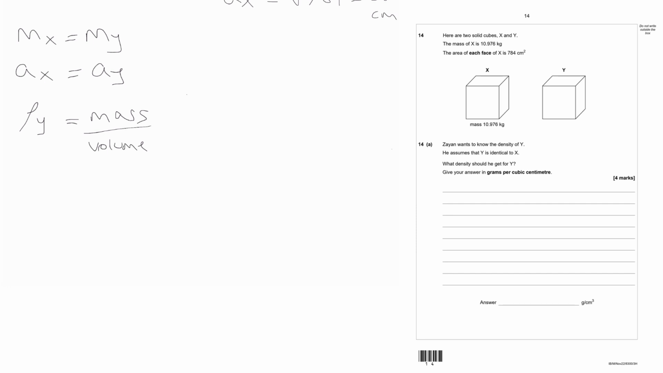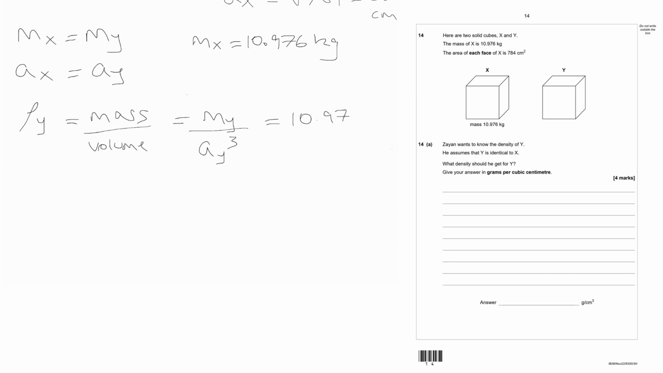Okay. So for y here, we can say this is equal to the mass of y, which we remember we're saying the mass of y is equal to the mass of x. So we've got mass of y over one of the sides of y, cubed, because remember the volume of a cube is one of the lengths multiplied by itself 3 times. So we're told that the mass of x is 10.976 kilograms. So we can assume that the mass of y is the same.